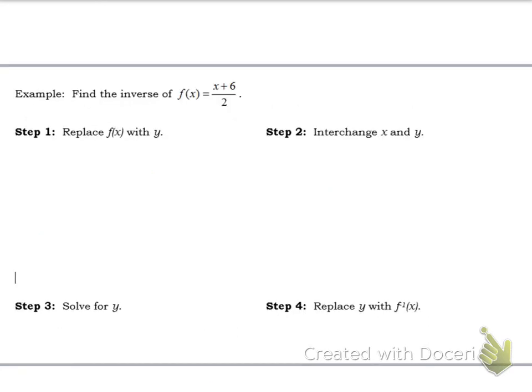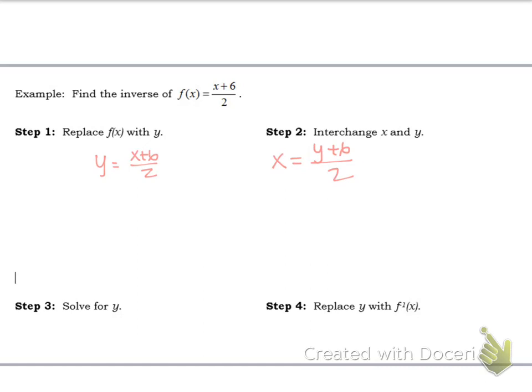Okay, to solve it mathematically, we have different steps. So first off, my f of x we can change to y. They mean the same thing. Step 2, we have to interchange our x and y, just like we did with the points. So I flip-flop my x and my y. That is the only thing that moves. Okay, step 3, we're going to solve for y.